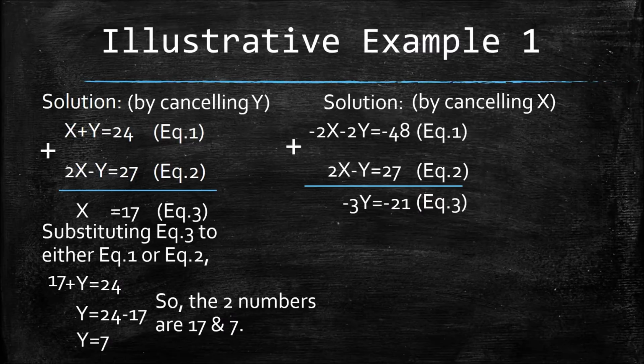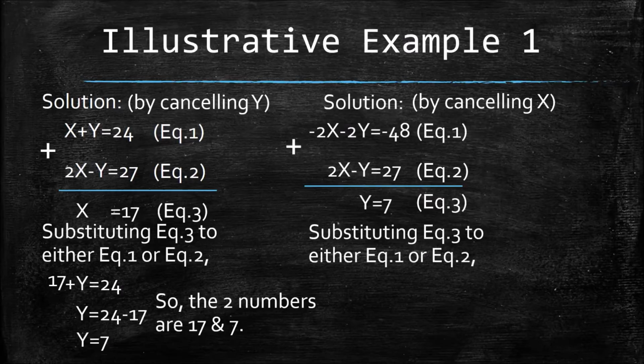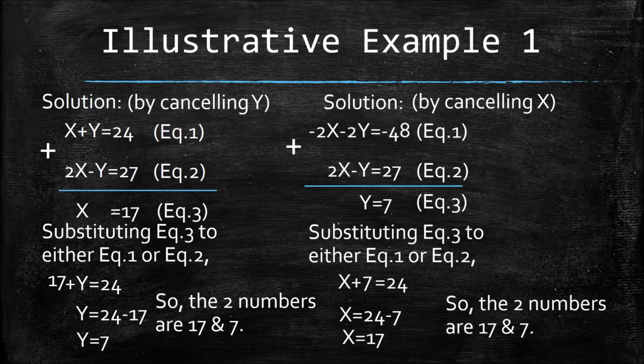To get y, we divide both sides of the equation by negative 3. That is, y is equal to 7. Substituting y equals 7 to either equation 1 or 2, let's say equation 1, we can write that as x plus 7 equals 24. x equals 24 minus 7, hence x is 17. So the two numbers are 17 and 7.